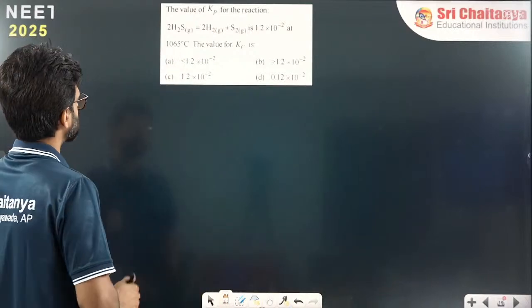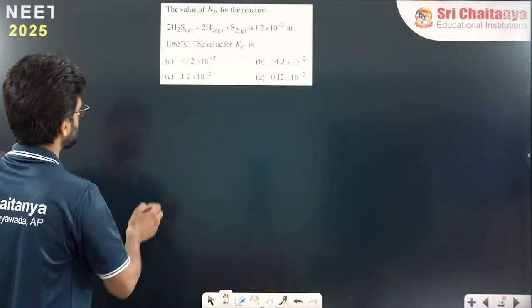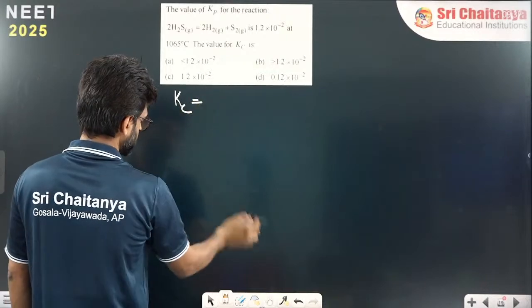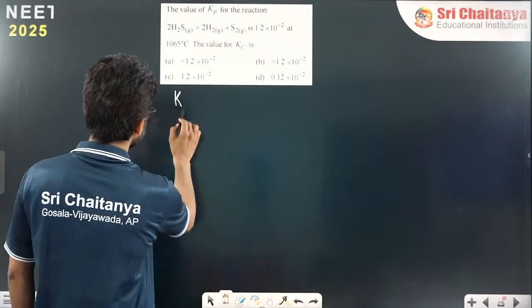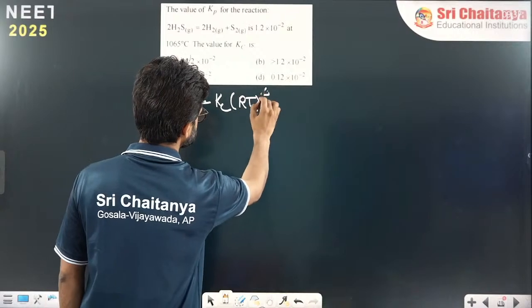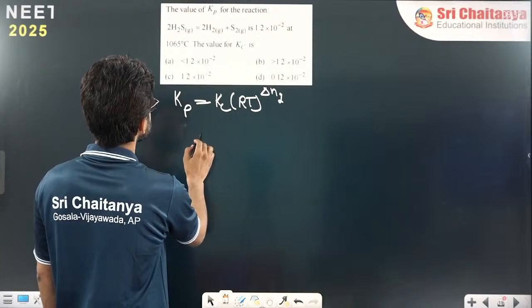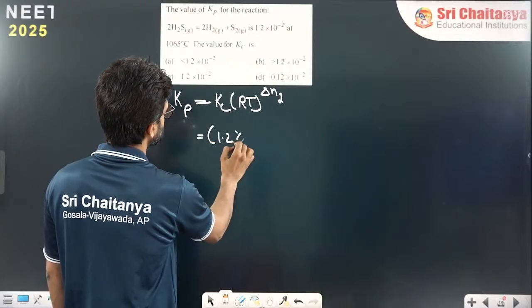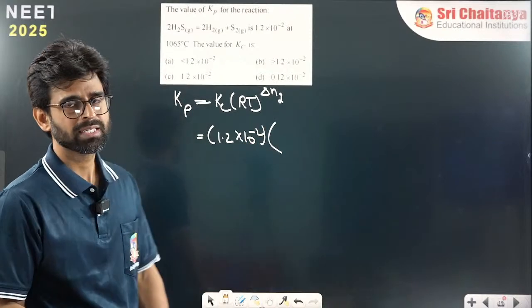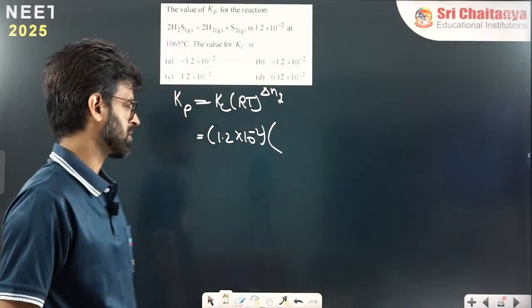Fine. The value of Kp they gave for the reaction, and the value of Kc they are asking. Easy question. The Kc Kp relationship is very important. Kp is equal to Kc (RT) power delta Ng. The value they gave is 1.2 times 10 to the power minus 2. When they are not mentioning any units, we take Kc in mole per liter and we take pressure in atm, or you can say bar, approximately the same.